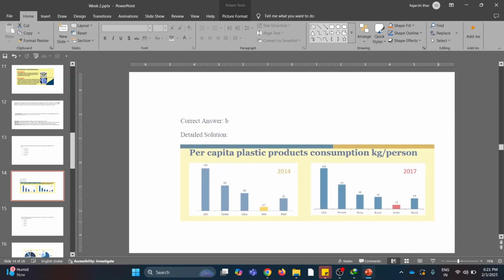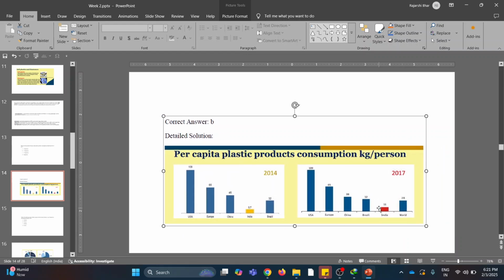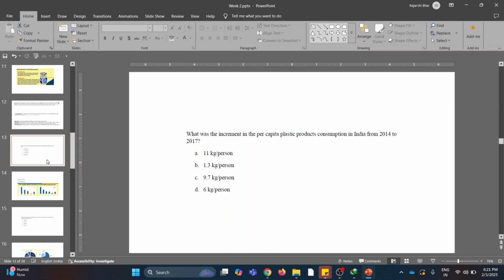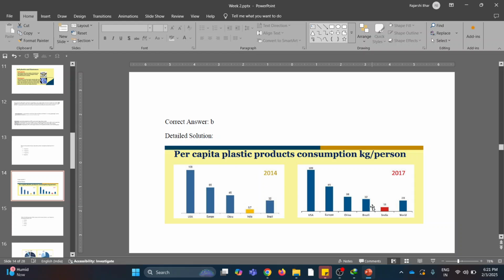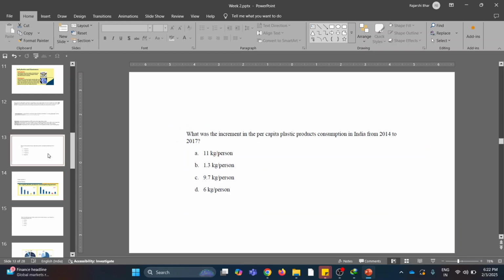So this question is framed in a way that can be a bit tricky if you try to answer it very quickly, because you see it asks what was the increment in the per capita plastic product consumption in India from 2014 to 2017. So by looking at this figure in 2017, you see on top of India there is 11 written. So if you try to answer this question very quickly, you might choose option A as the correct answer, but that is not true, because what the question really asks is you have to select the increment.